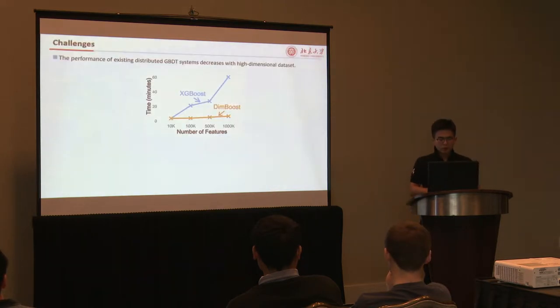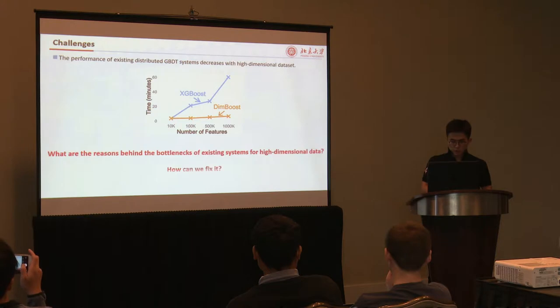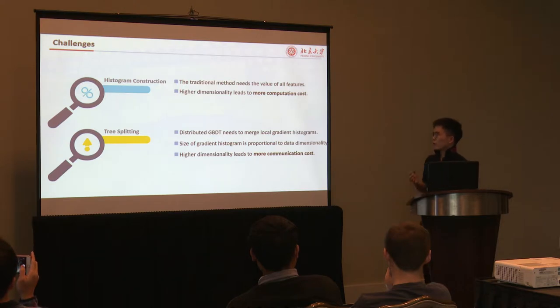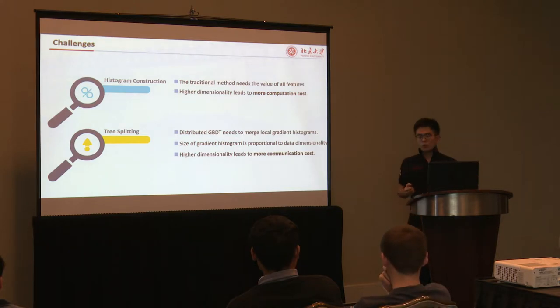We find that the performance of existing distributed GBDT systems decreases with high-dimensional data sets. So we ask the question: what are the reasons behind the bottlenecks of existing systems for high-dimensional data, and how can we fix it? We find that the reasons are twofold. First, in histogram construction, the traditional method needs the values of all features, so high dimensionality leads to more computation cost. In tree splitting, distributed GBDT needs to merge local gradient histograms on workers. Since the size of the gradient histogram is proportional to the data dimensionality, higher dimensionality leads to more communication cost.